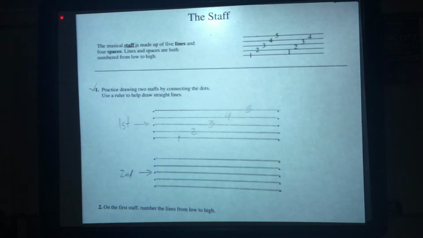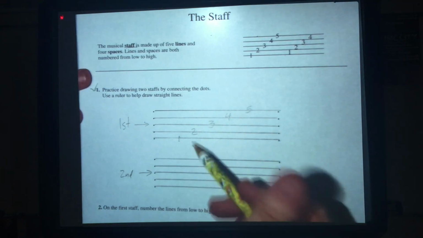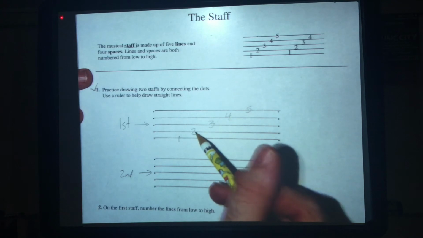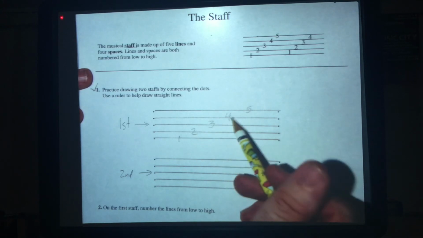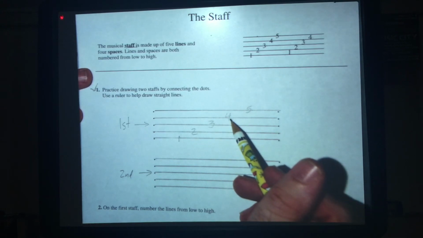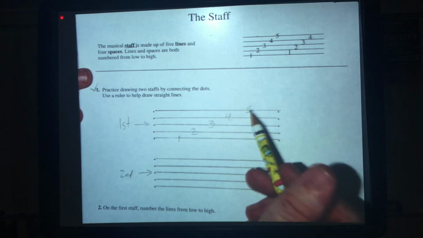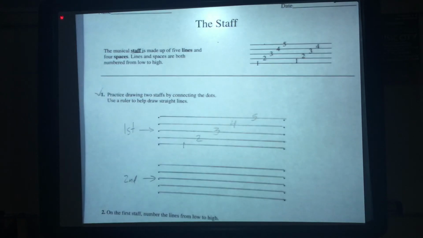So when I talk in class, sometimes I say, okay, band, trumpets, I want you to play second line G. Clarinets, I want you to play 4th line D. Trombones, I want you to play 5th line A. That's how I'm able to tell you exactly which note.